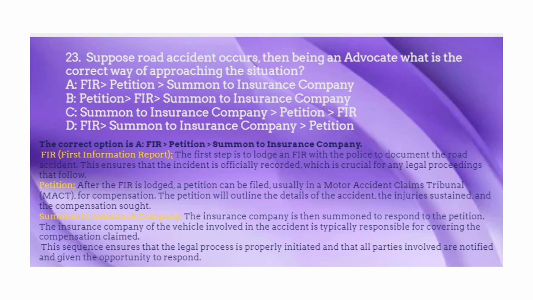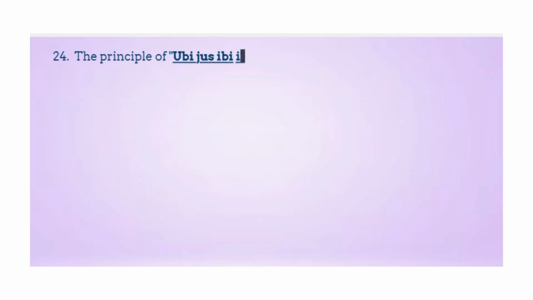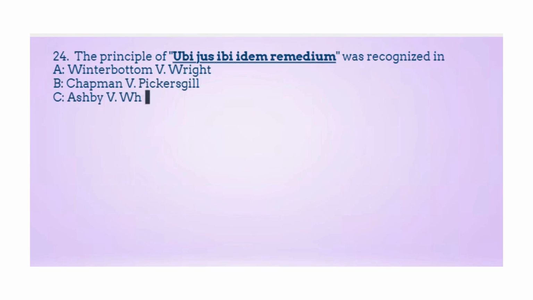Second step: petition. After the FIR is lodged, a petition can be filed, usually in a Motor Accident Claims Tribunal, MACT, for compensation. The petition will outline the details of the accident, the injuries sustained, and the compensation sought. Final step: summon to insurance company. The insurance company is then summoned to respond to the petition. The insurance company of the vehicle involved in the accident is typically responsible for covering the compensation claimed. This sequence ensures that the legal process is properly initiated and that all parties involved are notified and given the opportunity to respond.